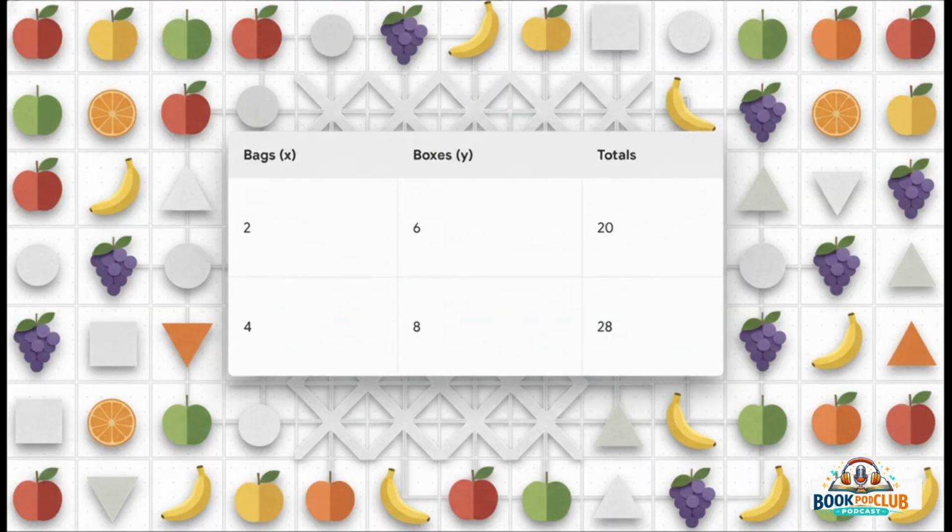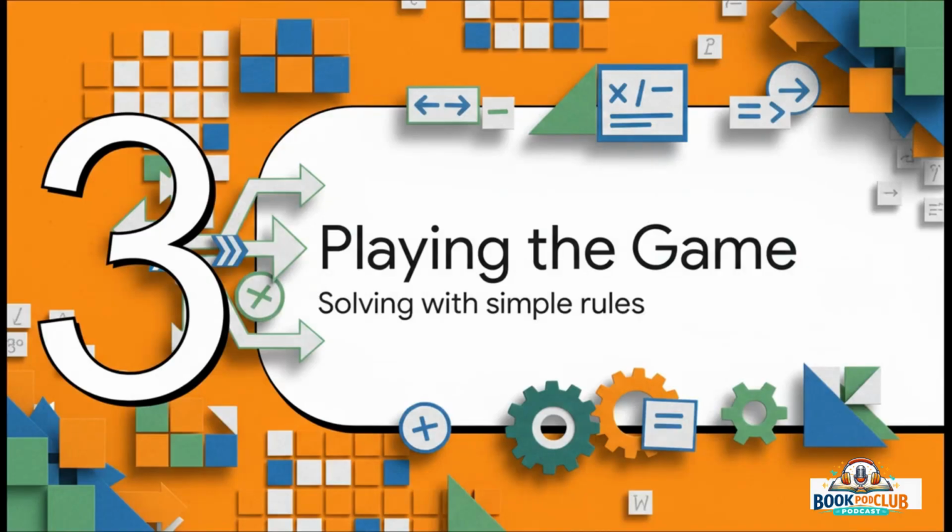And there it is. Look at that. That is our entire fruit puzzle, but in its purest form. No X's, no Y's, no clutter at all. Just the raw information, perfectly organized and ready for us to solve. So, now that we've set up the game board, it's time to actually play.